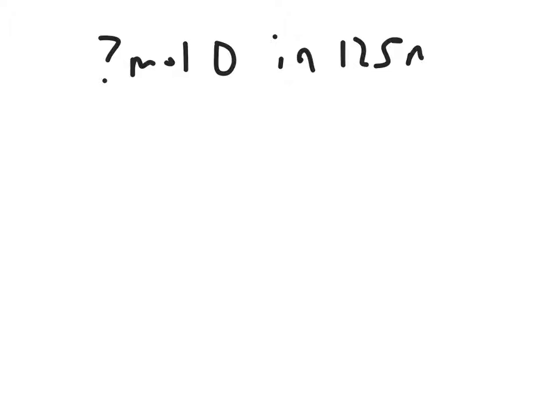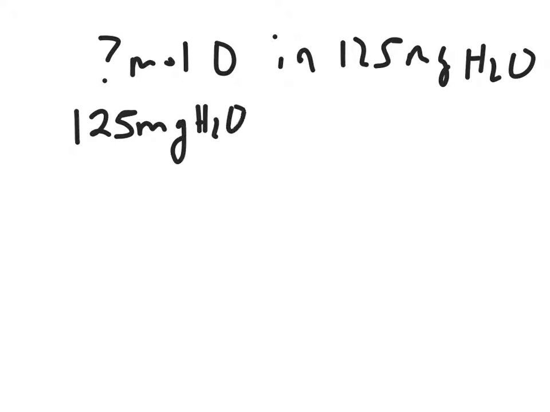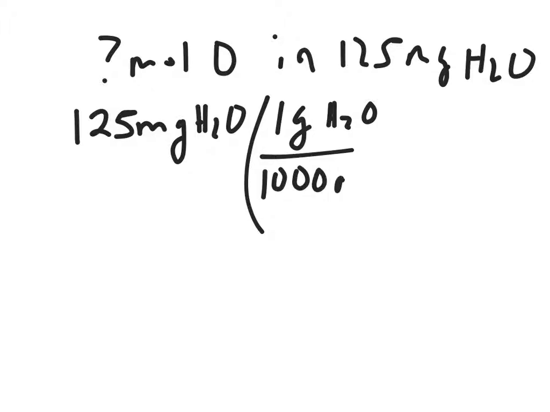So let's do another one. What if instead of looking at the total amount of water, we want to look at moles of oxygen? So how many moles of oxygen do we have in 125 mgs of water? Well, we could do this calculation again, and you can do these a lot of different ways, but we always start with the number that we're trying to convert. So 125 mgs of water, 1 gram of water is 1,000 mgs. So now our mgs have canceled out.